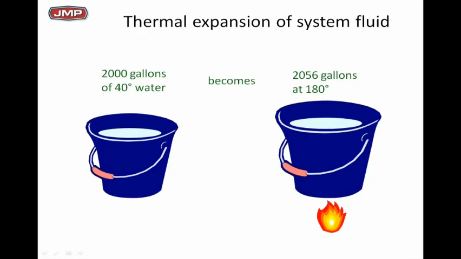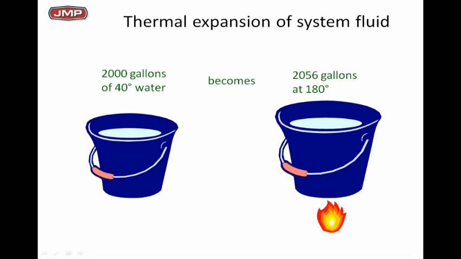So let's take a quick look and make sure you kind of understand where we're headed. Basically, if I take 2,000 gallons of water at 40 degrees and I heat it up to 180 degrees, I've got 56 gallons of water I got to do something with. Water is non-compressible. You heat it up, it's going to get bigger. And when it gets bigger, it's going to go somewhere. So you've got to have an expansion tank or some place to put the 56 gallons of water, or you're going to have a major problem.